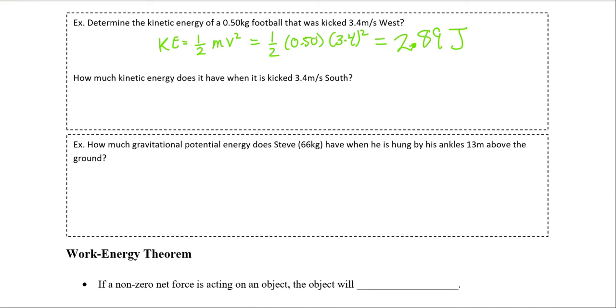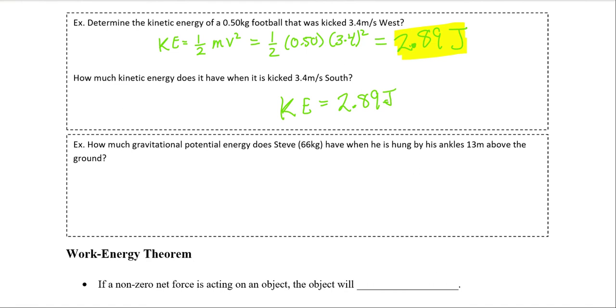Now, to remind ourselves, energy is a scalar, so we do not want to include direction. Which means for this second question, how much energy does it have when it's kicked 3.4 meters south? The answer is the exact same, because the direction doesn't matter. It has 2.89 joules, regardless of which direction, if this ball is going 3.4 meters per second.